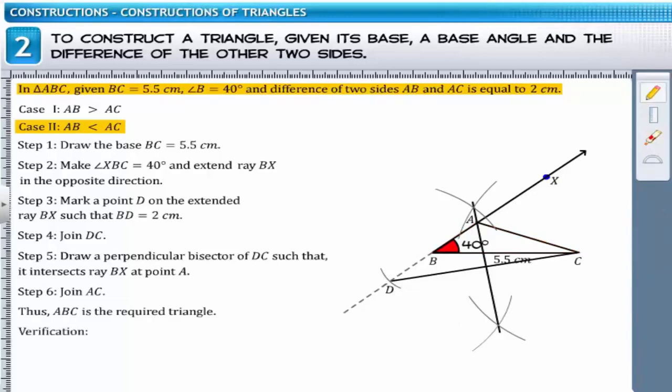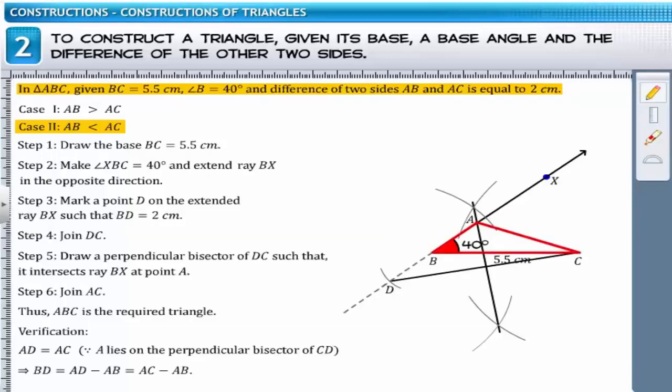Now let's verify it. In this case, AD is equal to AC since point A lies on the perpendicular bisector of CD. This implies BD is equal to AC minus AB. Thus the constructed triangle ABC is the required triangle.